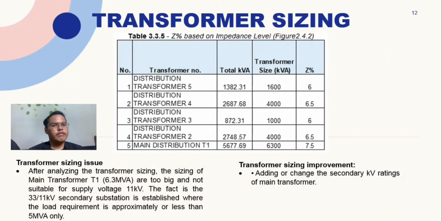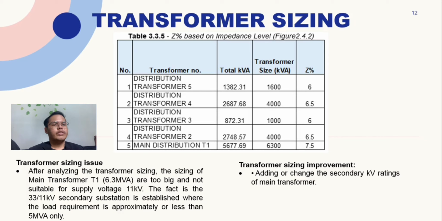After that, we decided on Z%, which is the percentage of impedance in per unit. For T5, we use 6%. For T4, we use 6.5%. For T3, we use 6%. For T2, we use 6.5%. And the last one, T1, the main transformer, we use 6.5% impedance.